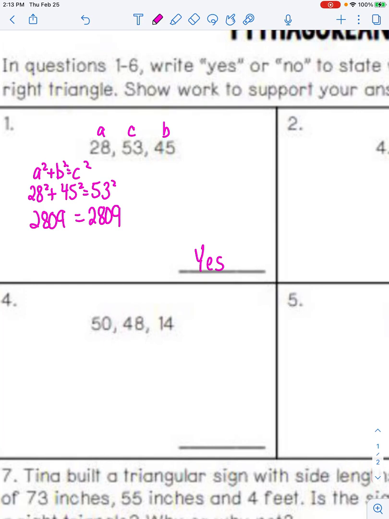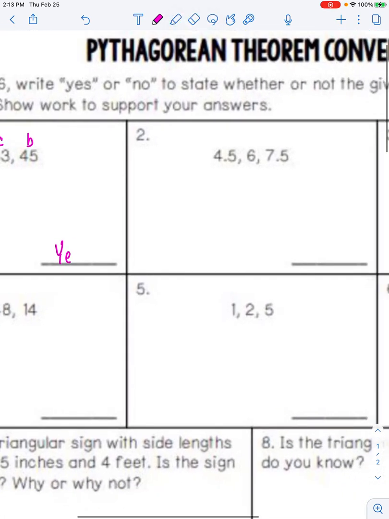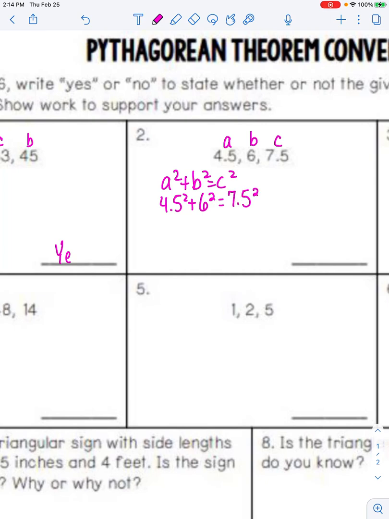Now for the rest of them, I'm not going to switch over to Desmos, but please understand that that's how I got my answers. Take a look at number 2. So I have 4.5, 6, and 7.5. That means 7.5 is my biggest number, so that has to be C. Write your formula, A squared plus B squared equals C squared. I said A is 4.5 squared plus, we said B is 6 squared equals C, or 7.5 squared.